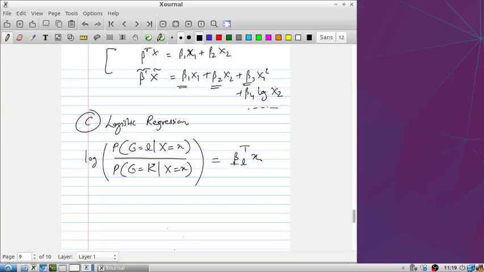It's a weird assumption to make. I'm not making an assumption about a specific conditional probability. I'm saying that a conditional probability divided by another conditional probability, the log of that is linear. Okay? It's an assumption for logistic regression.